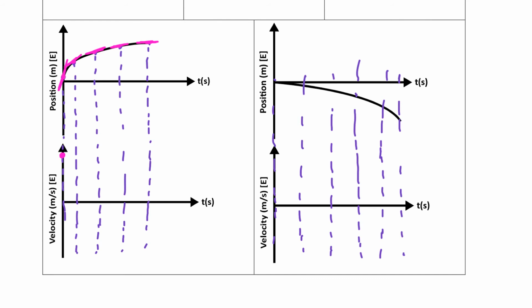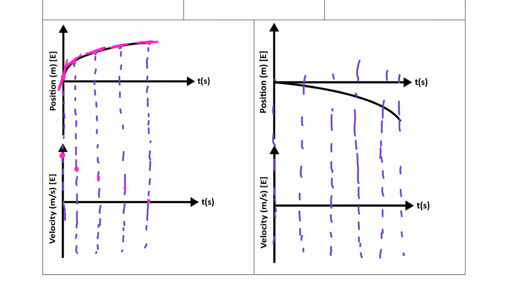So the slope is decreasing, decreasing, decreasing, and decreasing. And at the end, you can see that the slope is pretty flat. And when it's flat, that means there is no steepness and there is no velocity there. So now I'm just going to connect the lines.